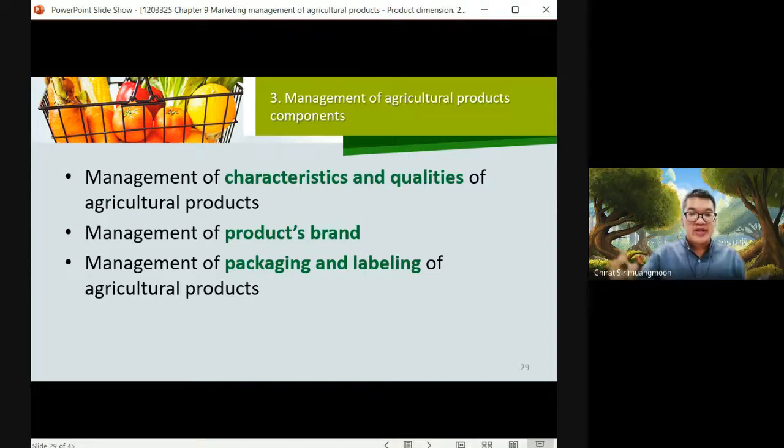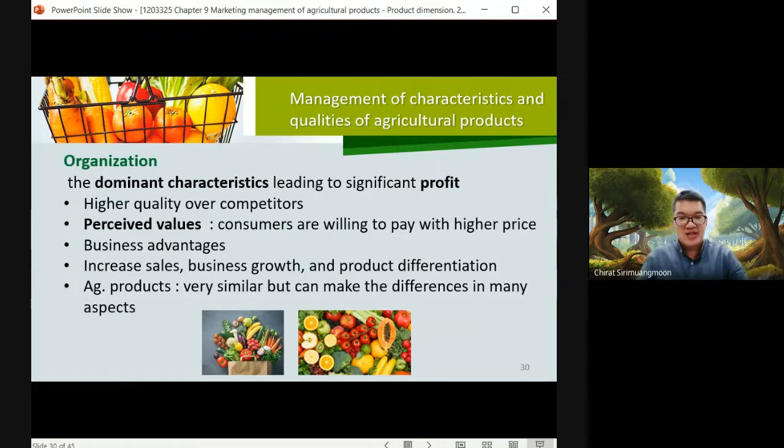Okay, so the last main topic is the components of the marketing product. We're going to talk about characteristics and quality, the brand, packaging, and labeling. For the characteristics and quality first, when you have an organization and a product, you need to consider what the dominant characteristic is, or what is good in the product that leads to profit.